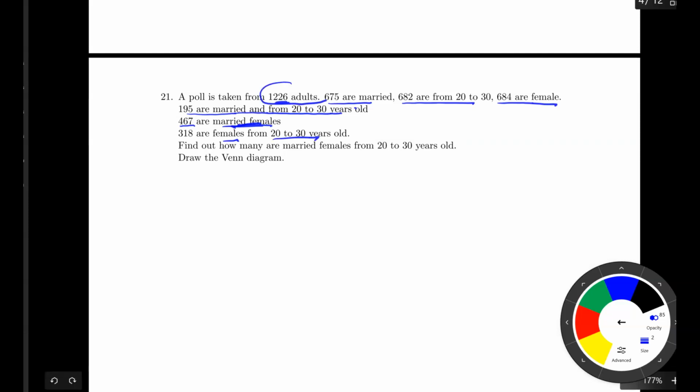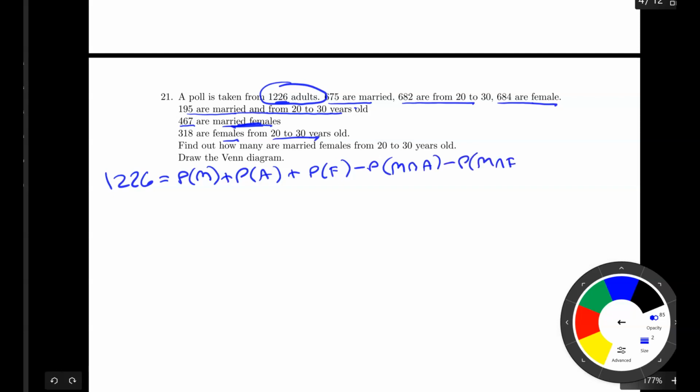So this is the total number of adults, so that's going to be this side. So I'm going to do probability of married, probability of, I'll just say A for age, probability of female, and then I'm going to subtract off probability of married and a certain age, probability of married and female, and probability of a certain age and female, and then add on a certain age, female, and married. Okay, so this is what you need to find first, because this is the center number.